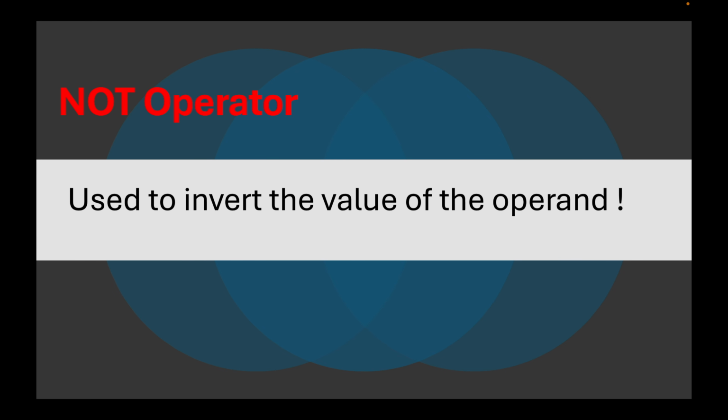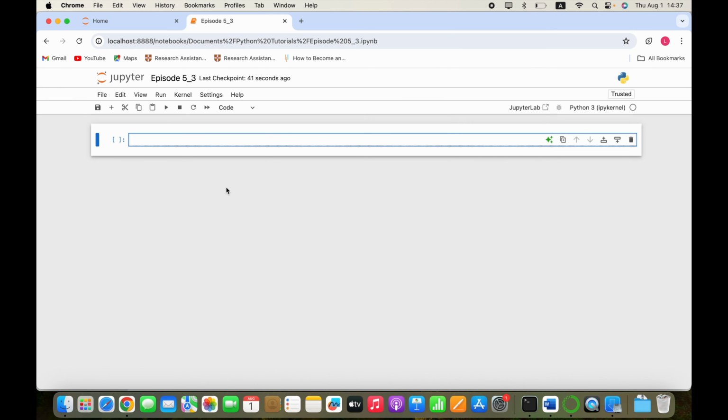The last one is NOT operator. The NOT operator is used to invert the value of the operand. If the operand is true, NOT returns false, and vice versa. Let's see an example. Logical NOT operator.